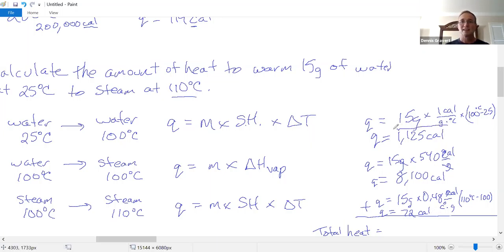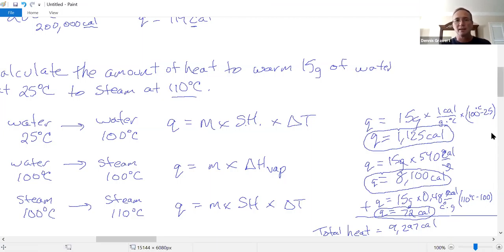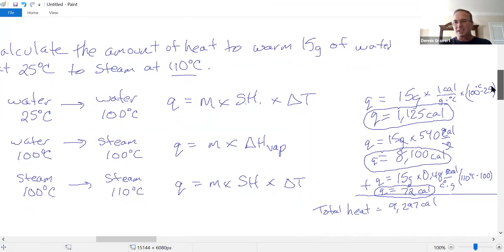Cool. All right. So to warm up the water so we can start boiling it, it's 1,125. To boil it takes 8,100 calories. To warm up the steam from 100 to 110 is 72 calories. Add those together and I got 9,297 calories. If you want to pay attention to significant figures, this one has 4 sig figs, but this measurement only had 2. You really should round to the correct number of significant figures. Put that in parentheses, because that's what the calculator said, but really it's 9,300 calories. Let's use 2 sig figs.